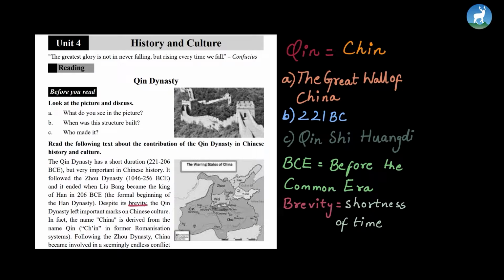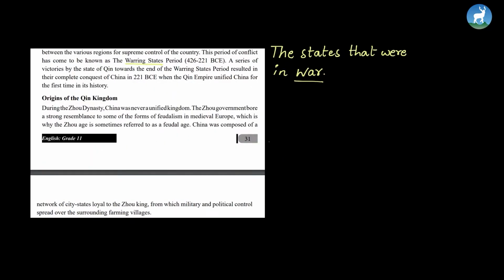Despite its brevity, the Qin Dynasty left important marks on Chinese culture. In fact, the name China is derived from the name Qin in former Romanization systems. Following the Zhou Dynasty, China became involved in a seemingly endless conflict between the various regions for supreme control of the country. This period of conflict has come to be known as the Warring States period, 426 to 221 BCE.